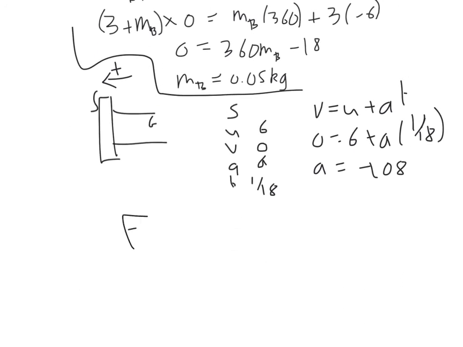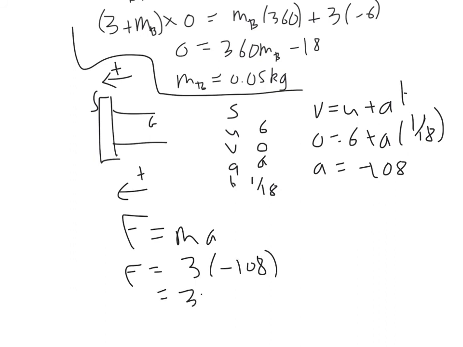F equals ma then. Again, we're taking the left to be positive. So the force we're trying to work out is equal to the mass of the gun. The gun has a mass of 3 kilograms and the acceleration is minus 108, which means the average force is 324 newtons minus. Or you could say that basically the shoulder's applying a 324 newton force to the right, if the gun's going to the left, that is.